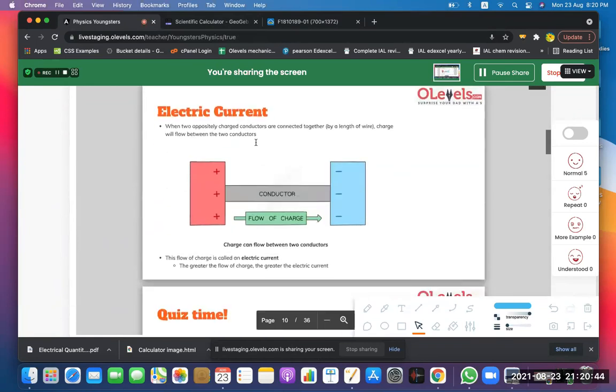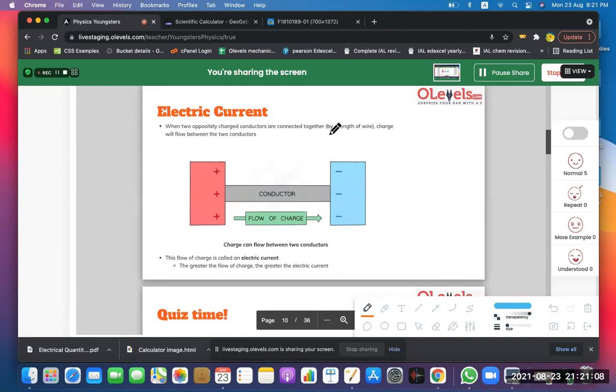Electric current. So we know when there are two oppositely charged conductors, opposite charge means one should be positive, one should be negative. They should not be the same, not positive, positive, not negative, negative. They should be oppositely charged.